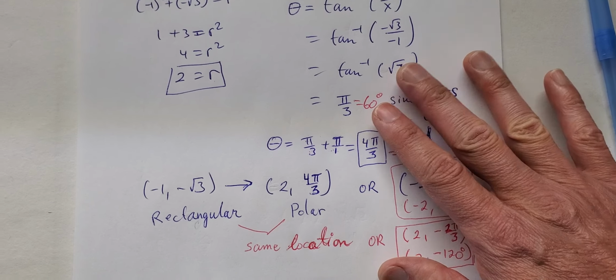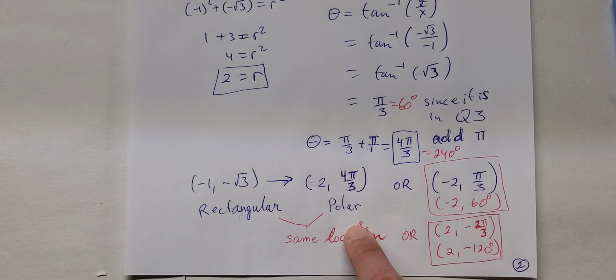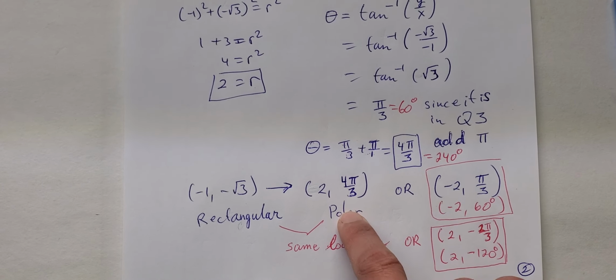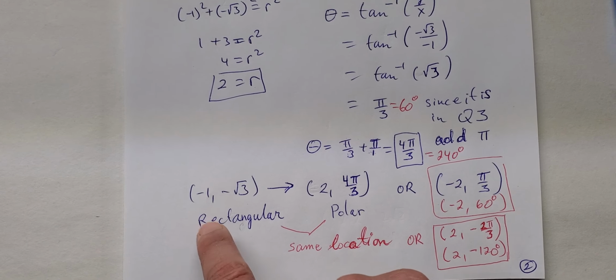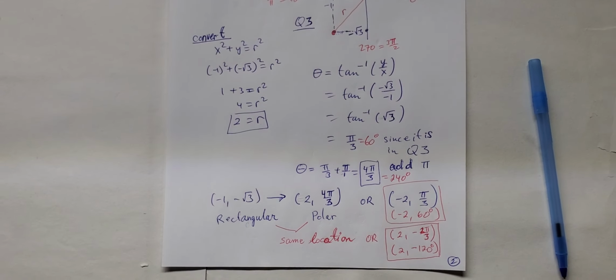So this example is from rectangular to polar. The last example was polar to rectangular. Now it is rectangular to polar. Okay, so this is part 2 of polar coordinates.